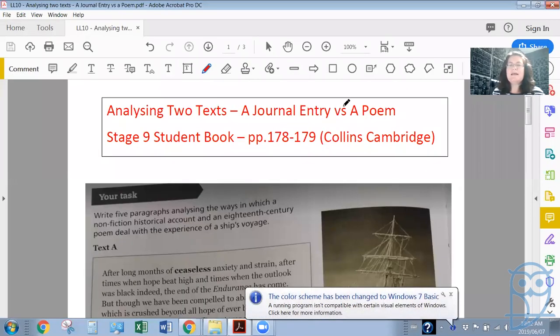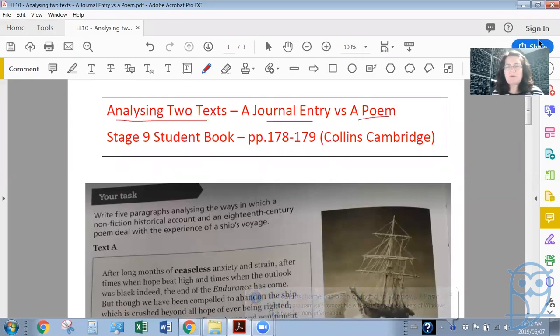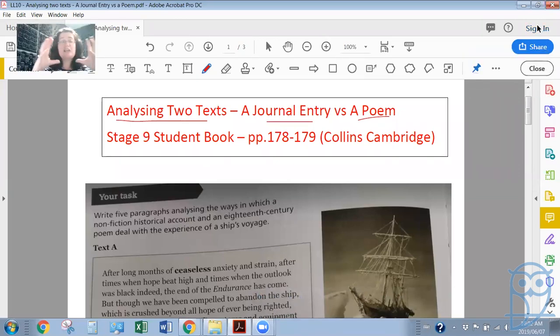All right, so this is all about analyzing two texts, a journal entry versus a poem. So ultimately we're looking at a similar idea. The journal entry explores an idea and a poem explores a similar idea, and how these ideas are conveyed in the different genres. Now, when I talk about genres, I'm talking about styles. Okay. So journal entries are a certain genre of writing and poetry is a certain genre of writing.